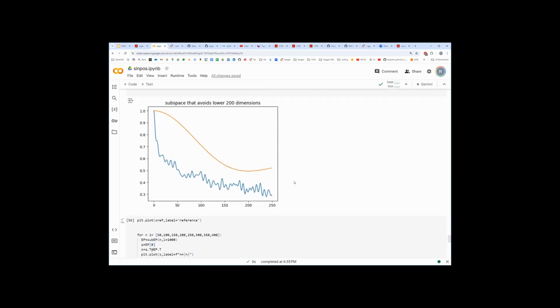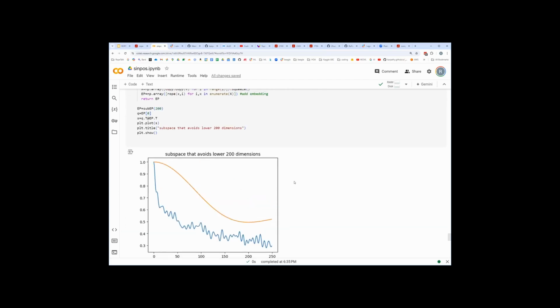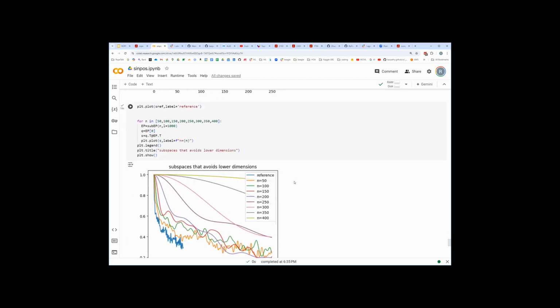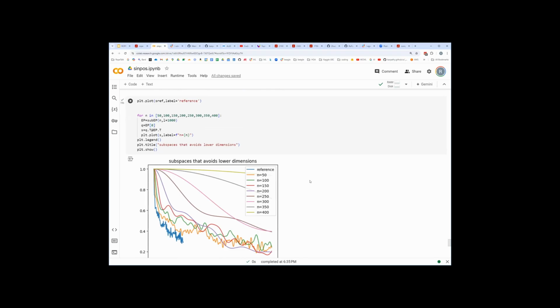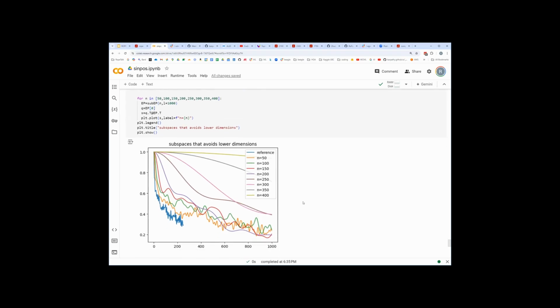Subspace that avoids the lower 200 dimensions. So I guess that's the same thing. I'm going to zoom past this because I don't think this is... Oh, here I was just defining subspaces, that this would be semantic subspaces that don't use the lower dimensions.